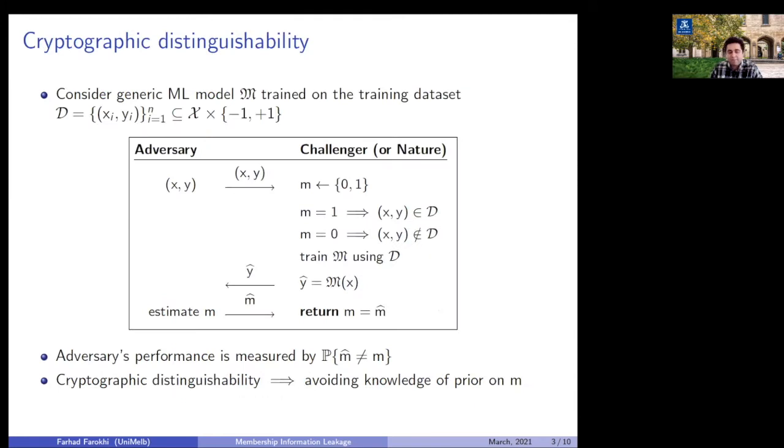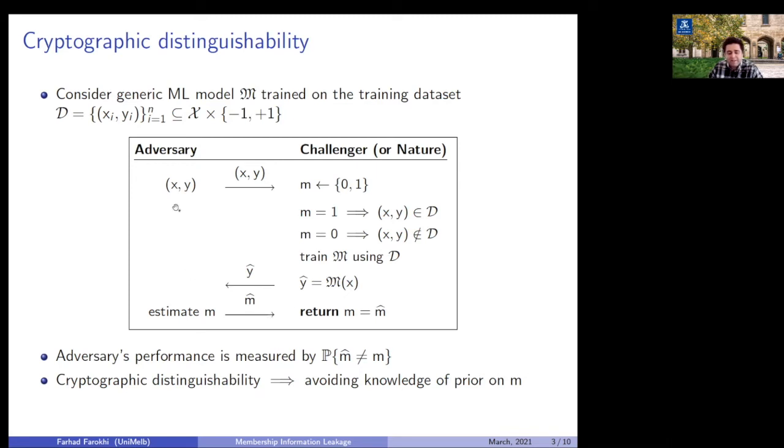Now, to be able to understand membership inference attacks, we are looking at this cryptographic distinguishability game. We think of a setup where an adversary finds data X and Y and gives it to the challenger. You can think of the challenger as nature, if you're more familiar with the game theory framework. Then the challenger flips a coin. If it comes up heads, it puts this X and Y in the training data set, and if it comes up tails, it doesn't put it in the training data set. It populates the rest of the training data set and trains the machine learning model, and then computes the output of the machine learning model on the data X that the adversary provided, and it gives its Y hat, which is the output of the machine learning model.